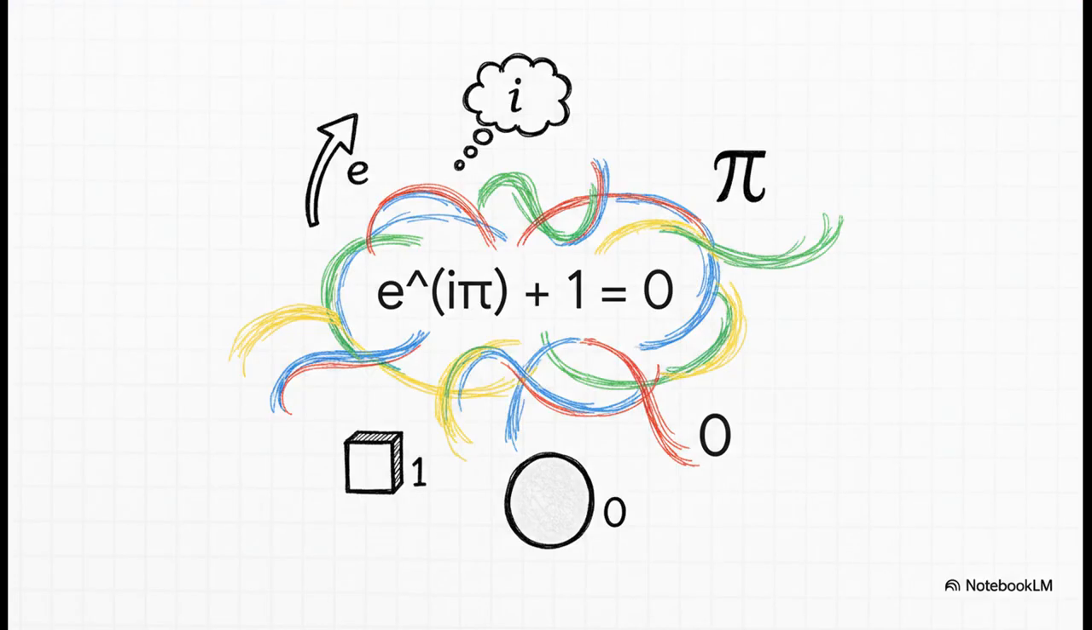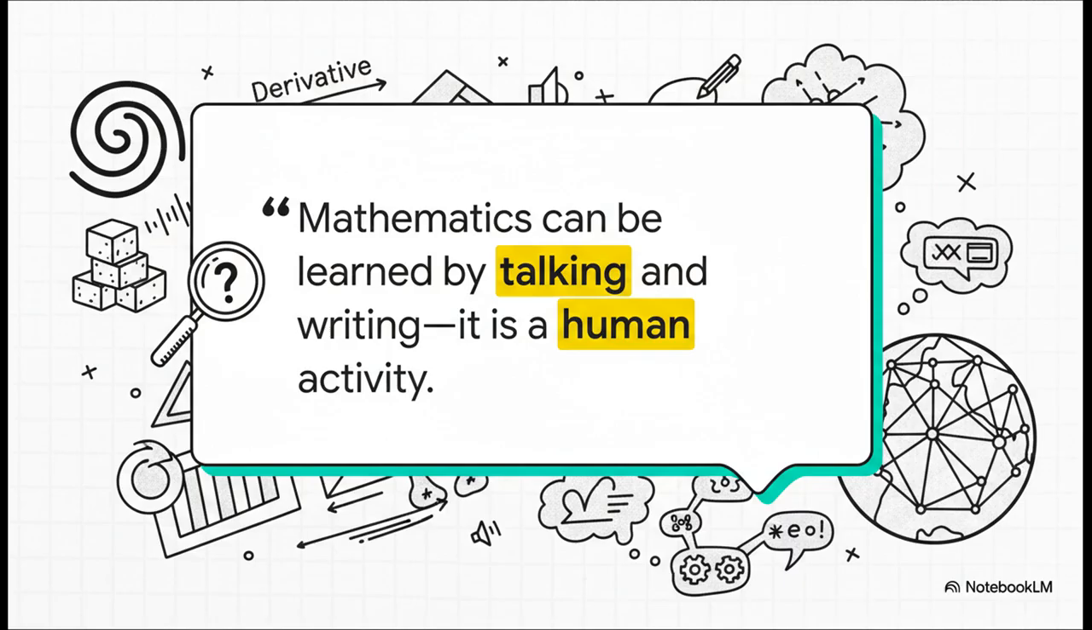And nothing shows off this new language better than this right here, Euler's identity. It's often called the most beautiful equation in all of mathematics. Using the framework of calculus, it weaves together the 5 most important constants in math, 0, 1, e, pi, and i, into one perfect poetic sentence. It's just incredible.